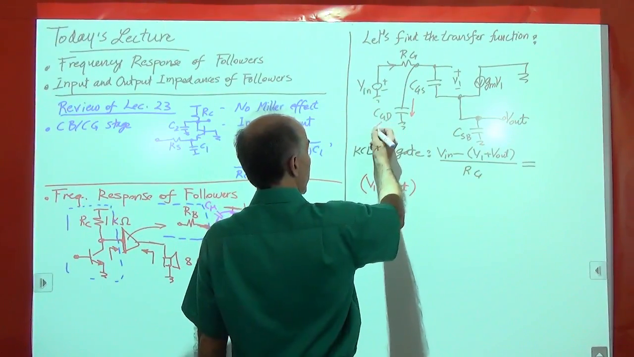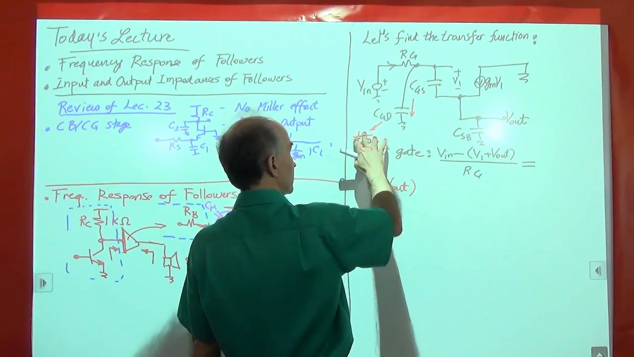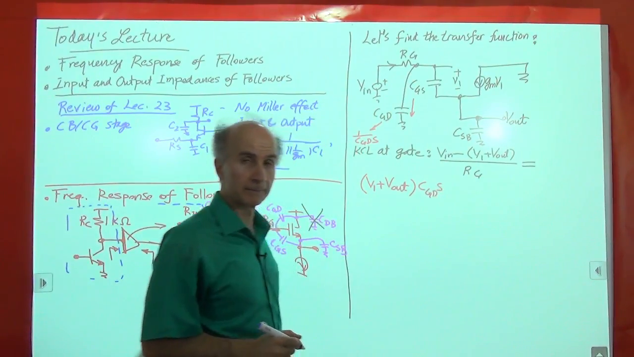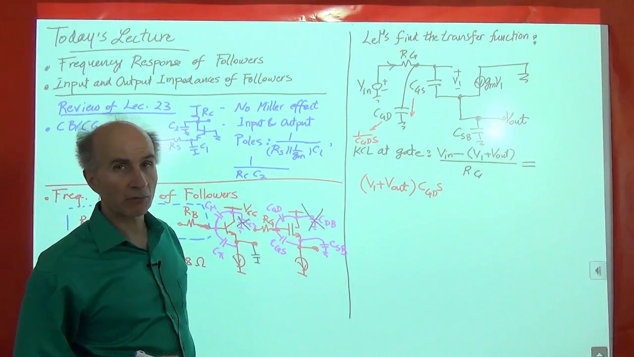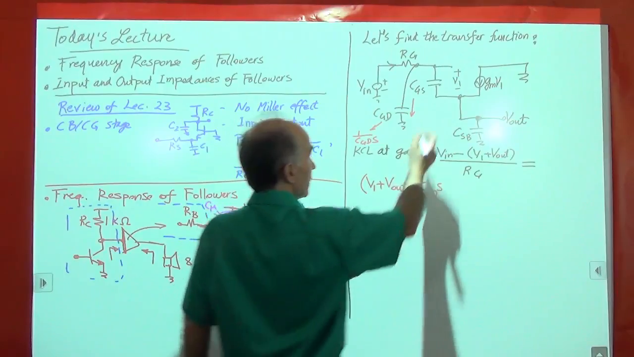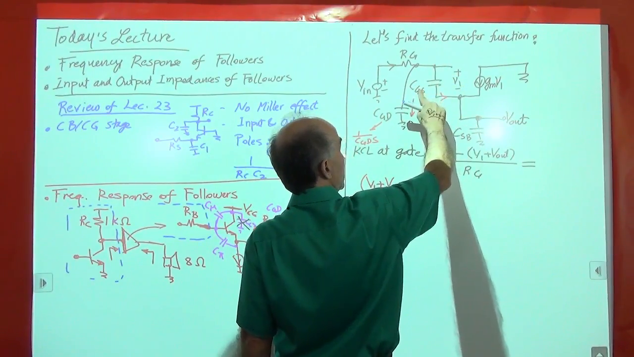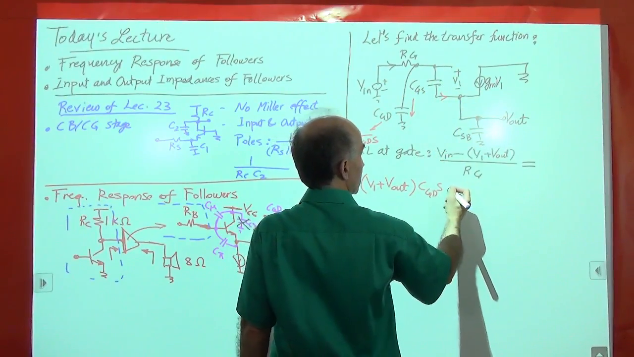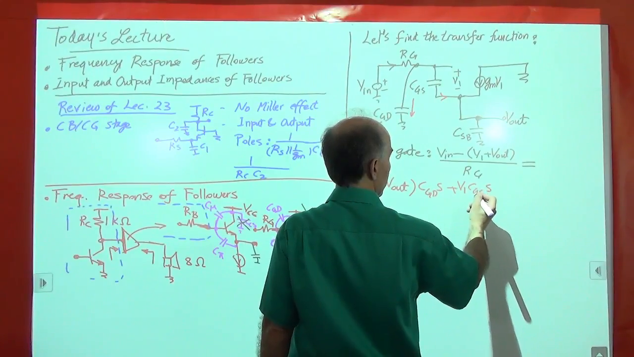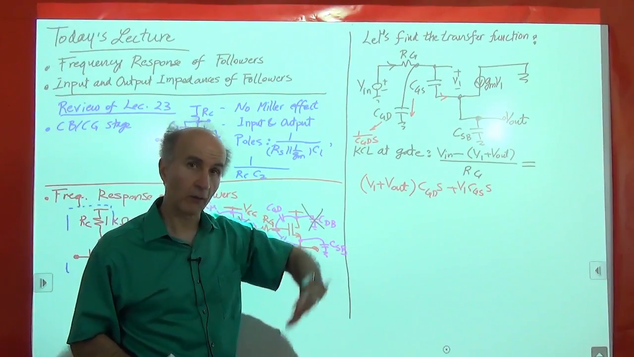How do you write the impedance of a capacitor? It's 1 over CGDS, right? This divided by this becomes CGDS multiplied. So that's the current through CGD. All right, and then we have this current. How much is this current? This current is this voltage divided by this impedance. This voltage is V1, so V1 CGSS. Right? Because the impedance of CGS is 1 over CGSS.